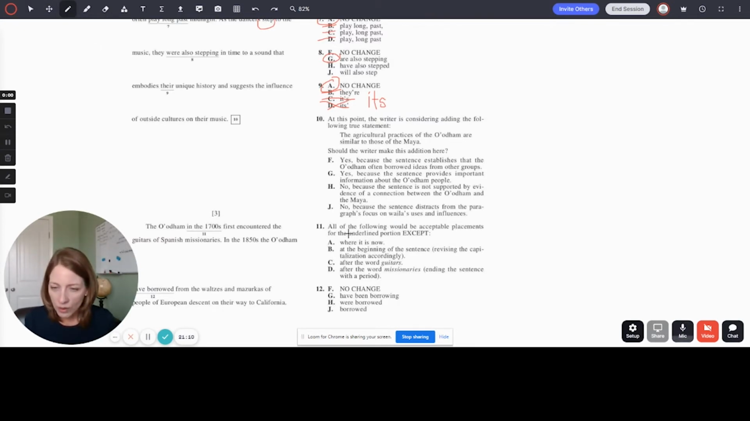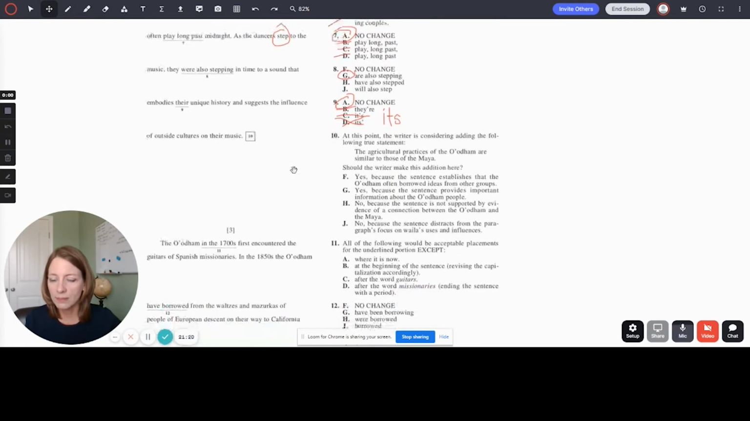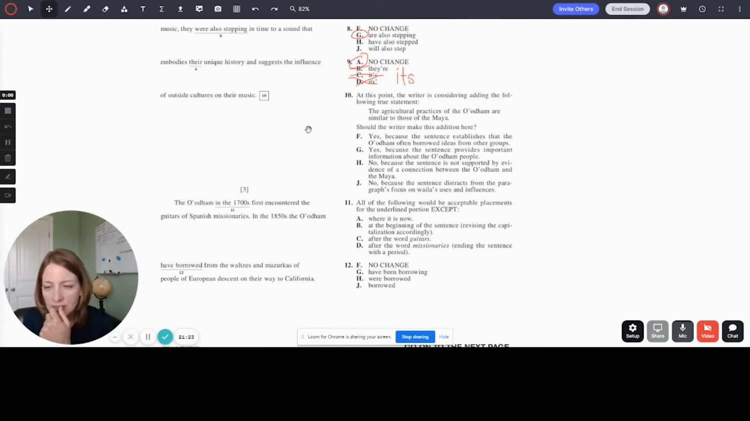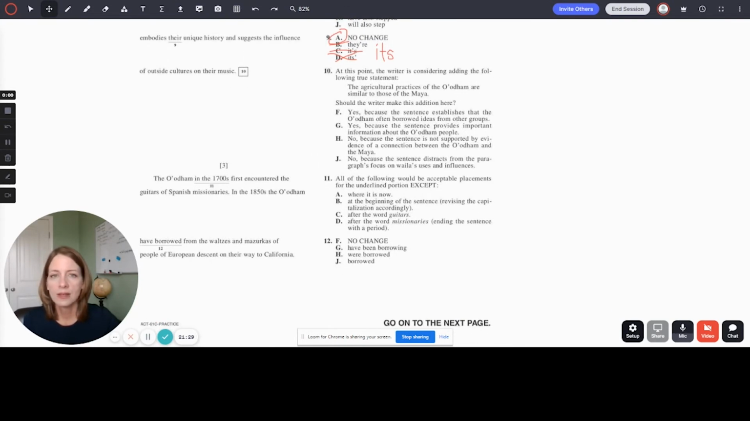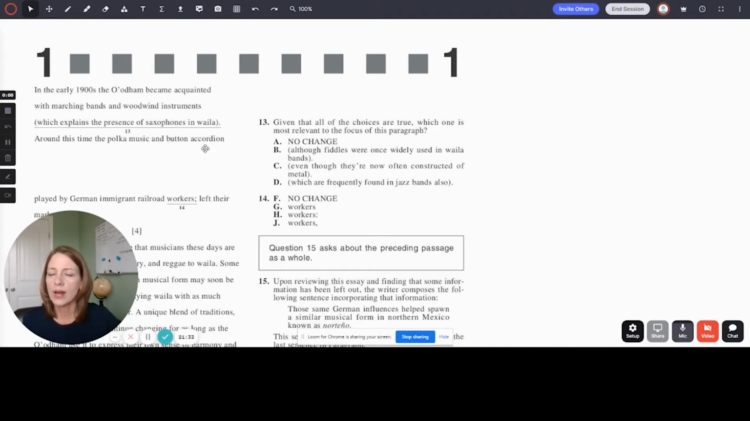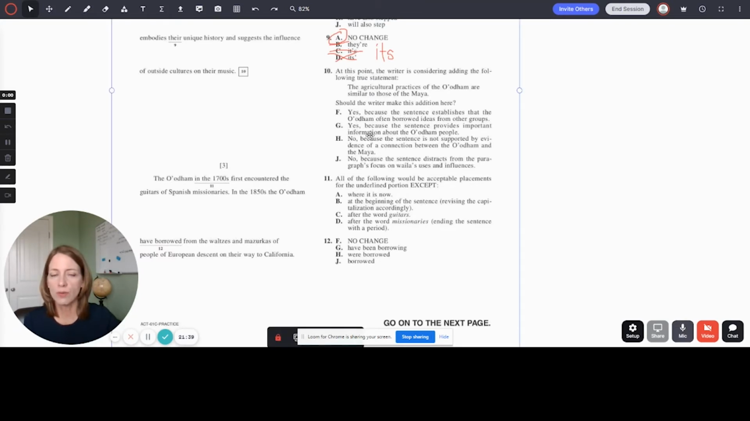unless we're going to start talking about the Maya. Are we going from these people encountering the guitars of Spanish missionaries, waltzes, European descent of their way? So when I encounter "should the writer add this," I'm thinking through first what my answer is. My answer is no, because Maya is, unless I'm missing something here, off topic.